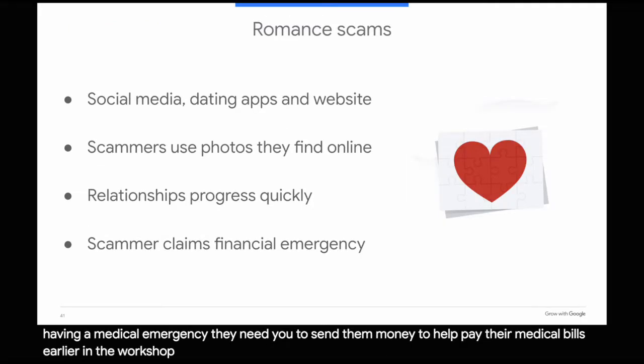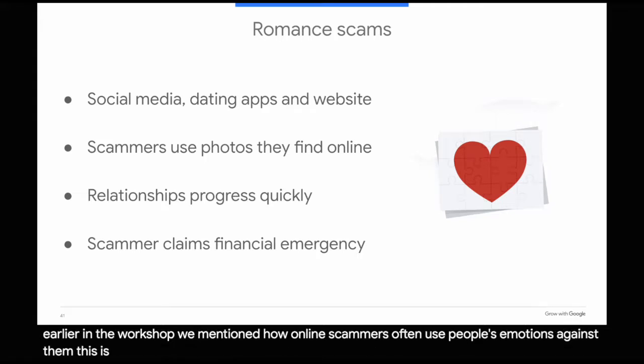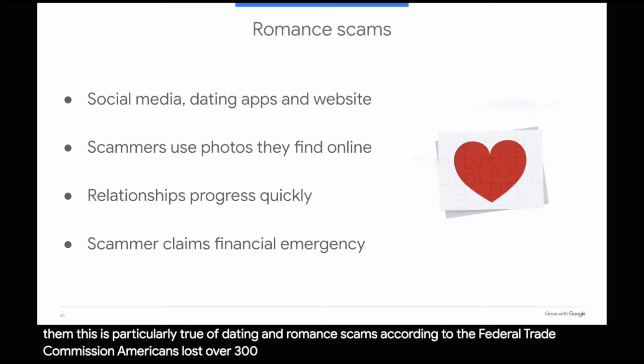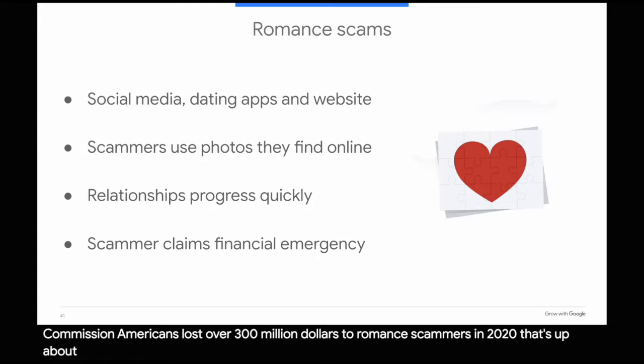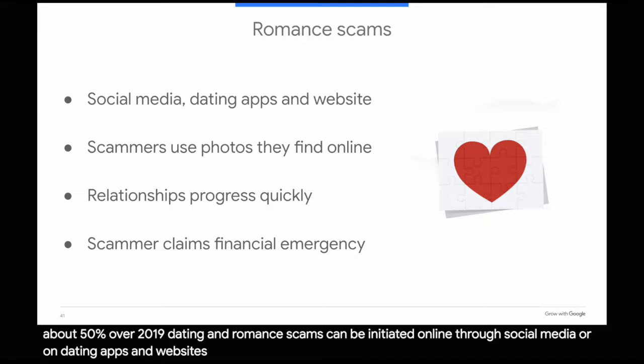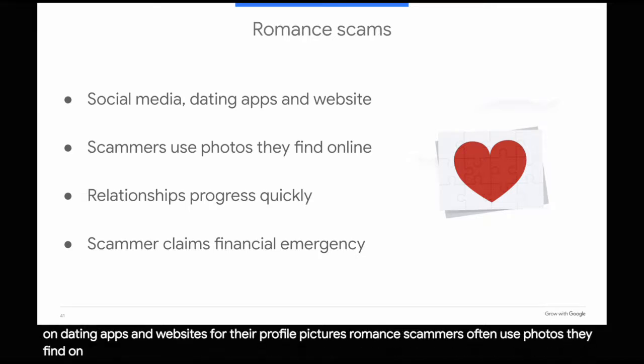Earlier in the workshop, we mentioned how online scammers often use people's emotions against them. And this is particularly true of dating and romance scams. According to the Federal Trade Commission, Americans lost over $300 million to romance scammers in 2020. That's up about 50% over 2019. Dating and romance scams can be initiated online through social media or on dating apps and websites. For their profile pictures, romance scammers often use photos they find online from actual dating profiles or stock photographs.